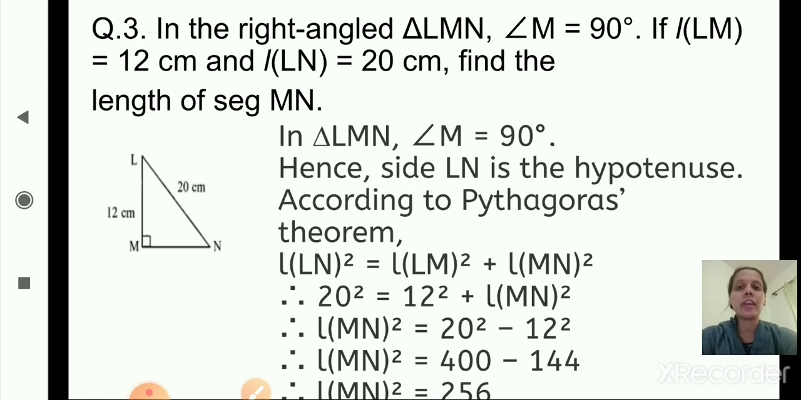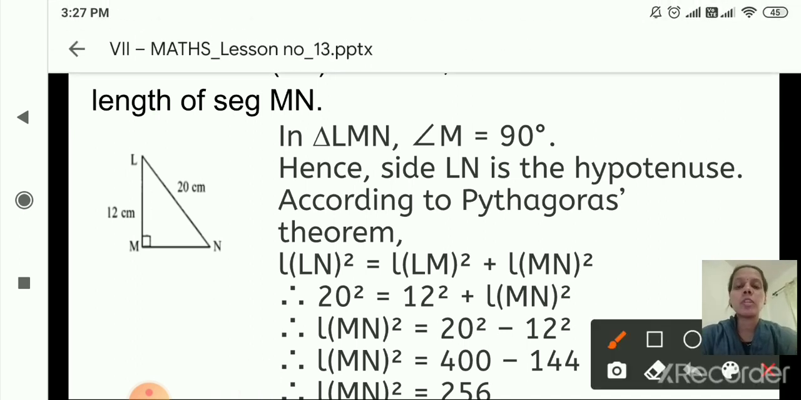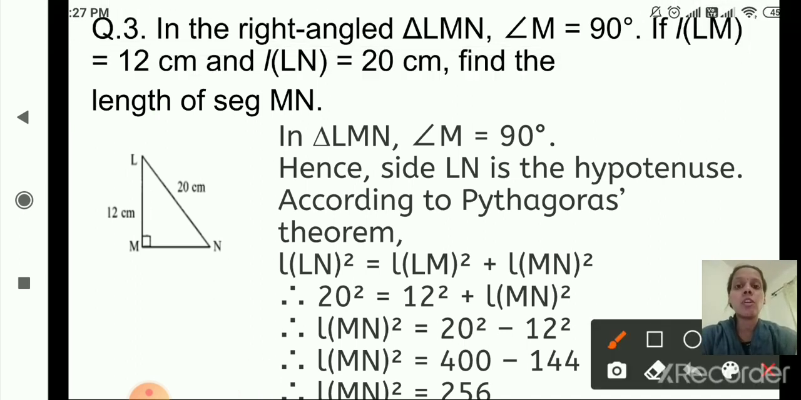In the right angle triangle LMN, angle M is equal to 90 degrees. If the length of LM is equal to 12 centimeter and the length of LN is equal to 20 centimeter, find the length of segment MN. So from the given information, first we will draw the figure. We'll draw a right angle triangle. As you can see here, this is right angle triangle LMN and angle M is given 90 degrees.